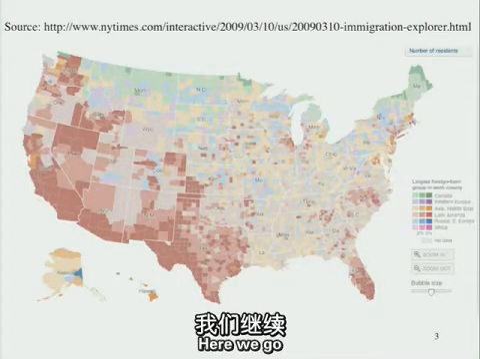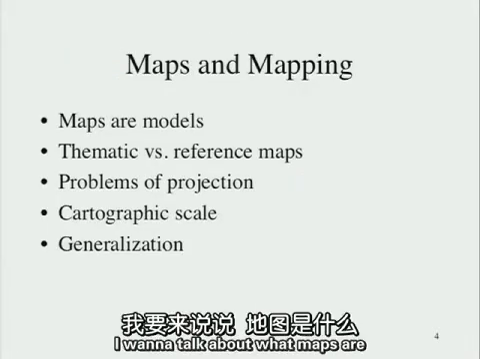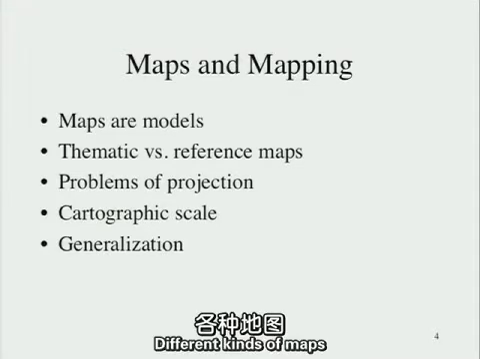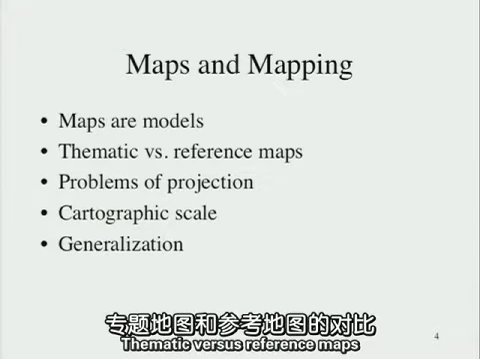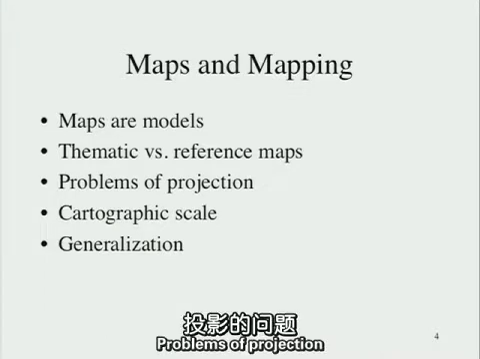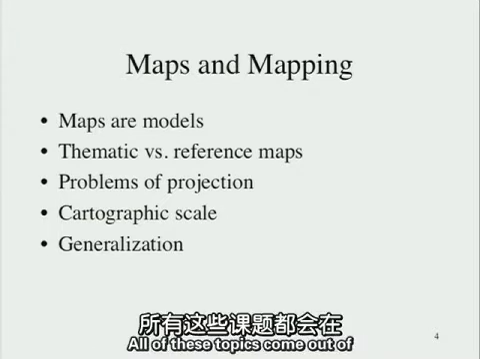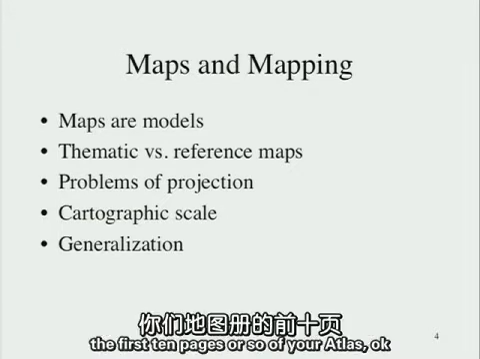Here we go. Maps and mapping. I want to talk about what maps are, the fact that maps are models, different kinds of maps, thematic versus reference maps, problems of projection, cartographic scale, and generalization. All of these topics come out of the first 10 pages or so of your atlas, okay?